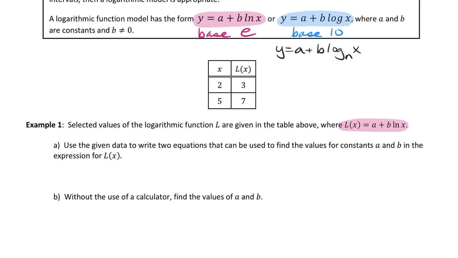If we're trying to find a and b, you don't plug anything in for a and b. You plug in the data from your table. Your table is labeled as x and the output L of x. You're going to plug those numbers in on the input and on the output, meaning this first equation we're writing should be a plus b times the natural log of 2 equal to 3. The input goes inside the logarithm. The output goes on the other side of the equal sign by itself. Do you see where I'm getting the 2 and the 3 from? So what would my second equation look like?